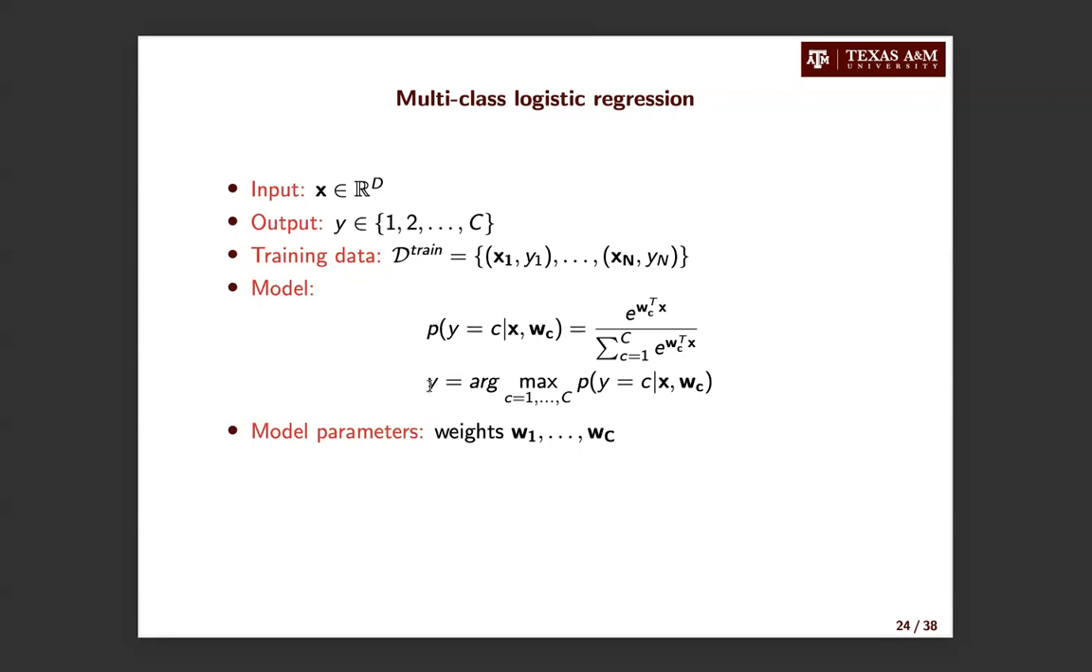If we were to make a final decision about the actual class into which we are going to classify our target sample, we decide based on the maximum posterior probability, on the class that corresponds to the maximum posterior probability. Therefore, the unknown parameters that need to be estimated from our data are the weights that correspond to each of the C classes, W1 through WC.